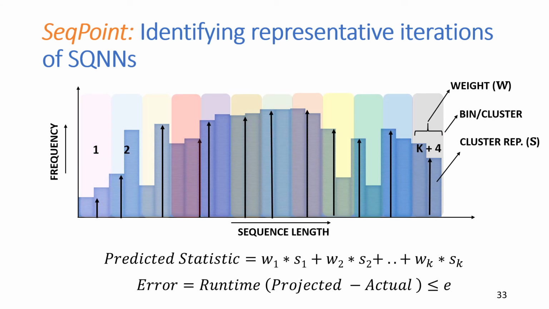If this error is greater than the threshold set by the user, we increase the number of clusters and repeat the process until this error is equal to or below the threshold. We call these cluster representatives the SeqPoints. Note that there is a trade-off between the error threshold and the number of SeqPoints, and thus the profiling time. So the profiling time can be traded off for a higher accuracy and vice versa.